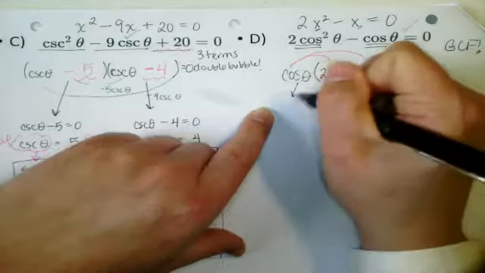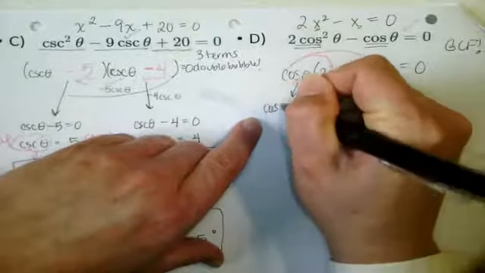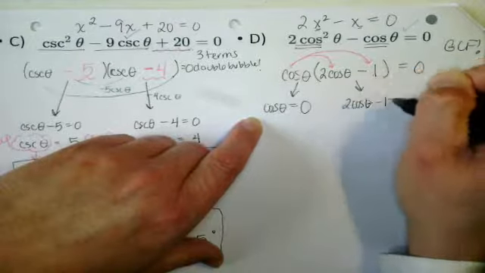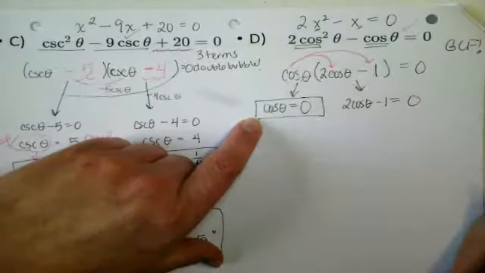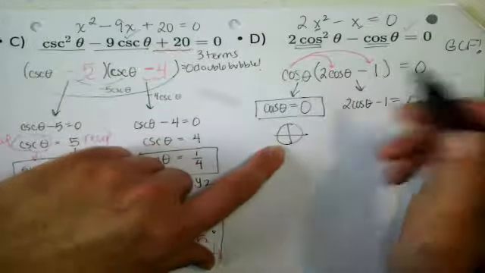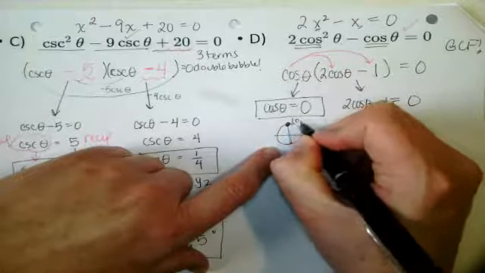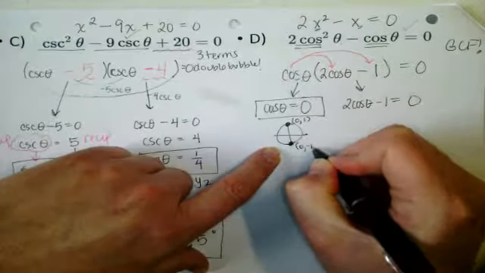And then same thing, we're going to set each bubble, I meant to write cosine of theta equal to 0. And 2 cosine of theta minus 1 equal to 0. Set each bubble equal to 0. Well, this I can plug into my calculator. In fact, that's an easy unit circle problem. Where does the cosine have a value of 0? Right here at the ordered pair 0, 1, and right here at the ordered pair 0, -1. Cosine is 0. That would be at 90 degrees and 270 degrees.